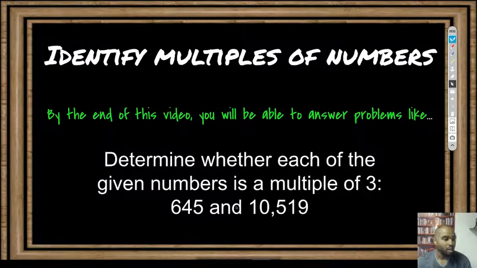Determine whether each of the given numbers is a multiple of 3, 645 and 10,519. Is 645 divisible? I'm sorry, a multiple of 3? If I kept counting 3, 6, 9, and so on, would I get to 645? Would that be one of the numbers? Same thing with 10,519. How would I do that? That seemed like it would take a long time to check, but I have a fast way to show you. Stay tuned, you will see.